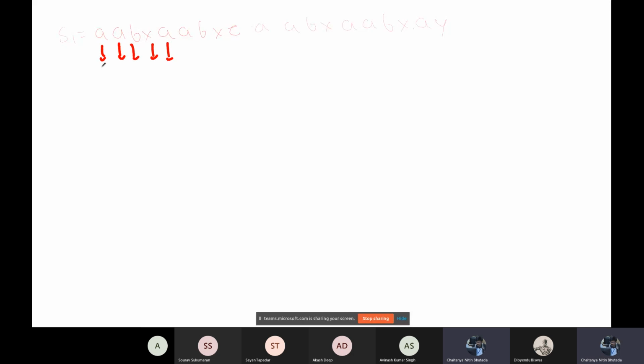So the value of pi at the 0th index is always 0. So I will first go through in a naive way. The value of pi here will be 1 because this and this match. The value of pi here will be 0. It will take a lot of time, but okay. The value of pi here will be 0. The value of pi here will be 1. The value of pi here will be 2.